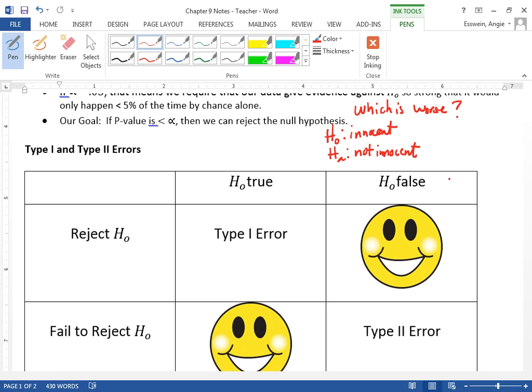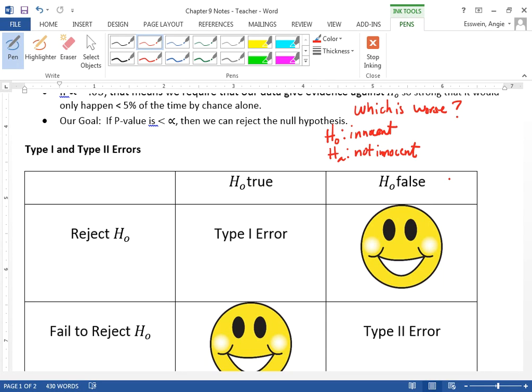Type 1 is we reject H naught. So we basically conclude that someone's not innocent when they are innocent. That's type 1. Type 2, we fail to reject H naught. So they may still be considered innocent even though they're really not. So which is better, type 1 or type 2?